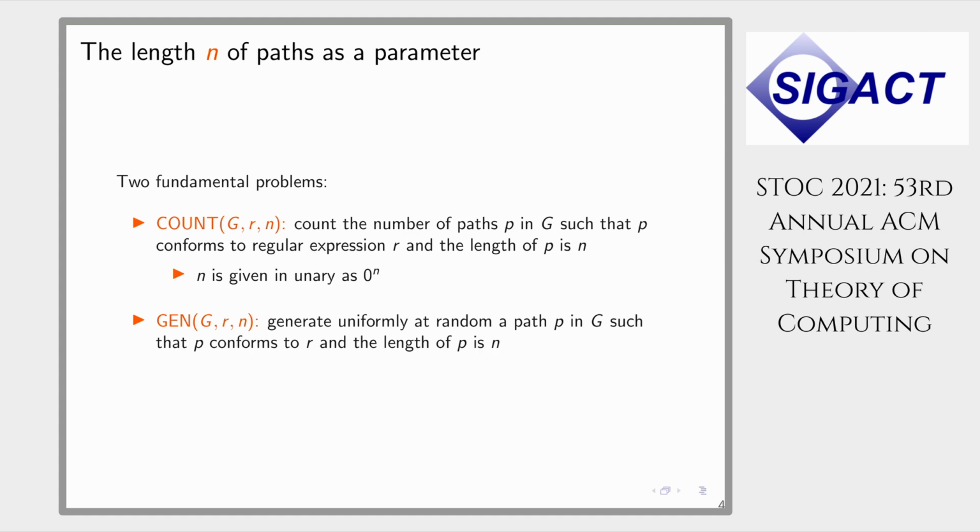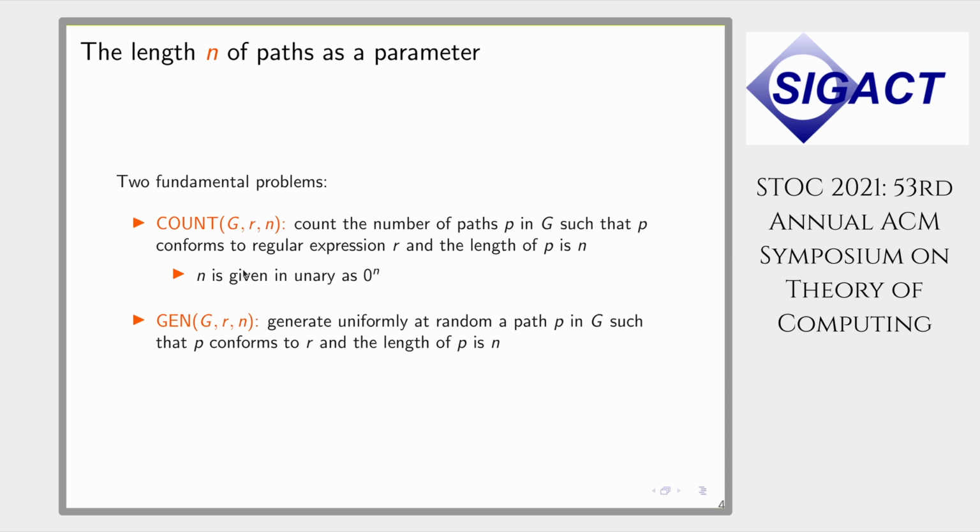What are these problems? The first problem that you can see here is count. This is count of GRN. So the idea here is that you are given a graph database, a regular expression, and this length n, and just a technicality, but this n is given in unary. And what you want to do is to count the number of paths P in G such that P conforms to regular expression R and the length of P is n, right?